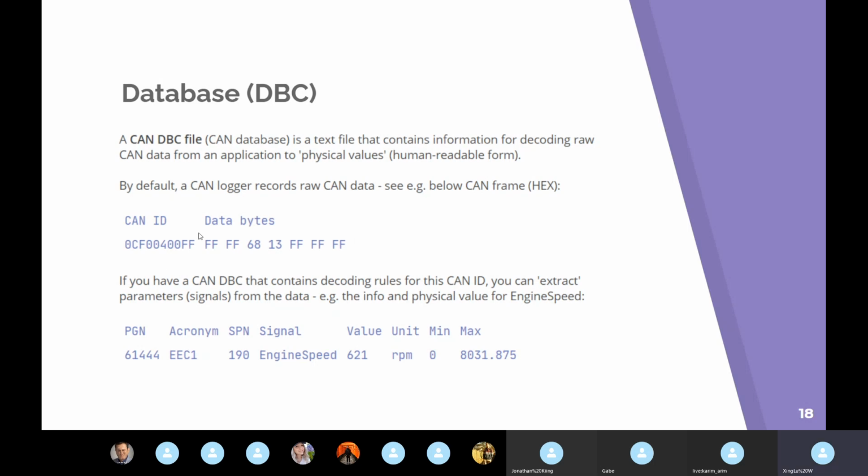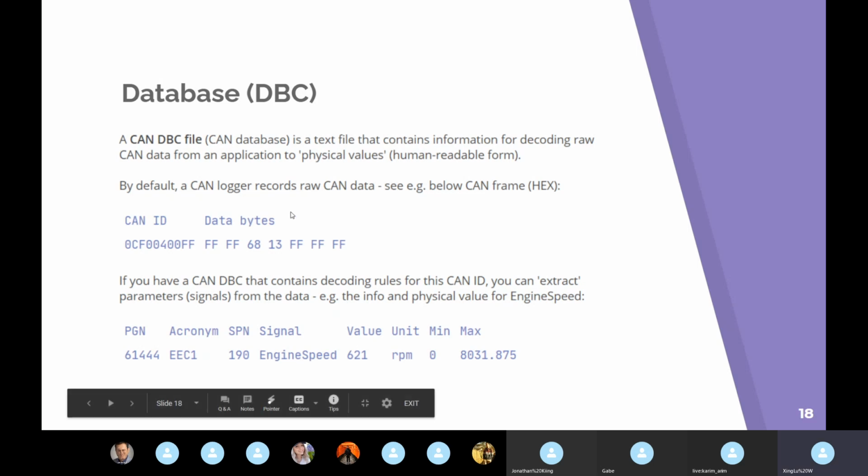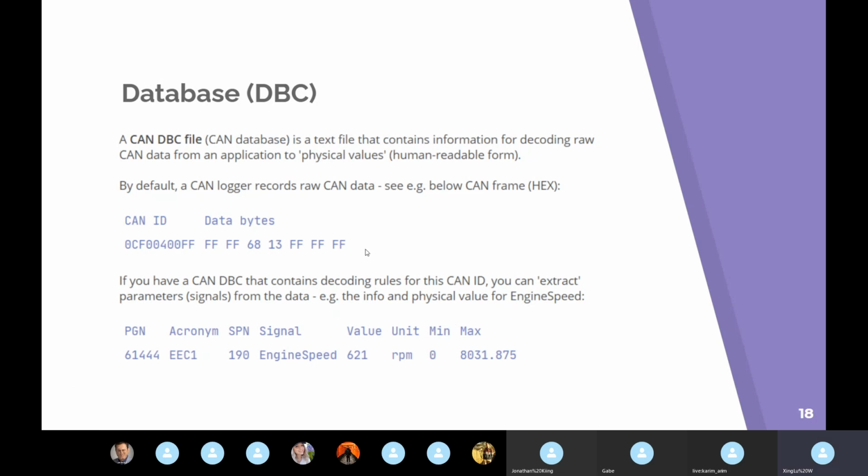In this example, which I think is actually a J1939 signal, they're able to decode the CAN ID, so they'll know that it's talking about engine speed, and then from the data bytes, it will know, for example, three different values: 621, min, and max. This way you can send different kinds of data from the same sensor in one message at a time. Hope that made sense.